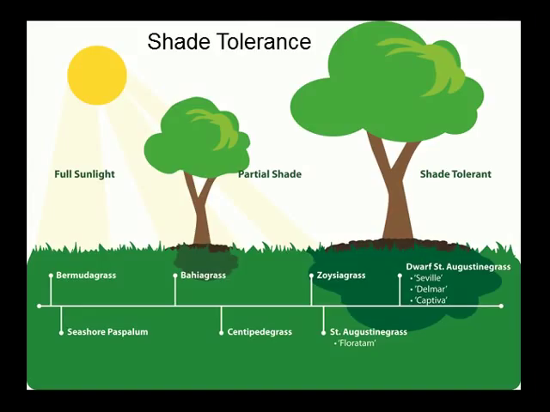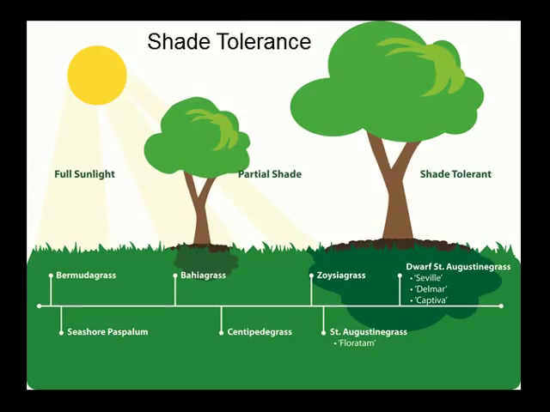Some species and cultivar selections are particularly well suited for use in shaded areas. St. Augustine grass is somewhat better than others for growth in partial shade, although it also performs well in full sunlight. Cultivars that exhibit the most shade tolerance include Seville, Del Mar, and Captiva. Zoysia grass is another good choice for partially shaded areas. Like St. Augustine grass, it also does well in full sunlight.